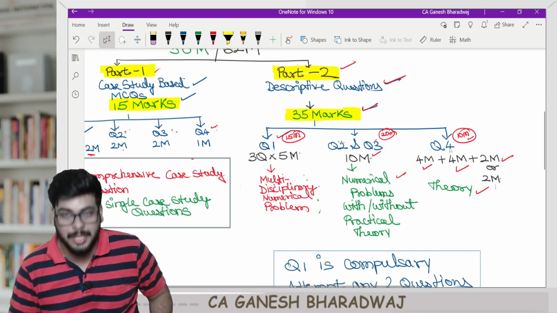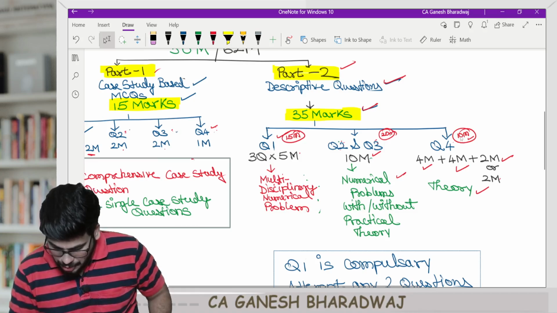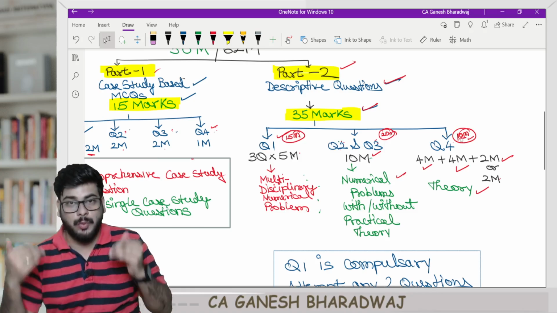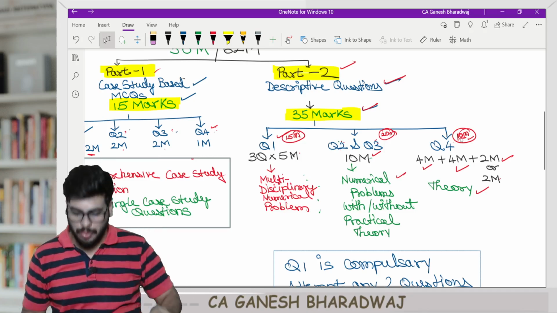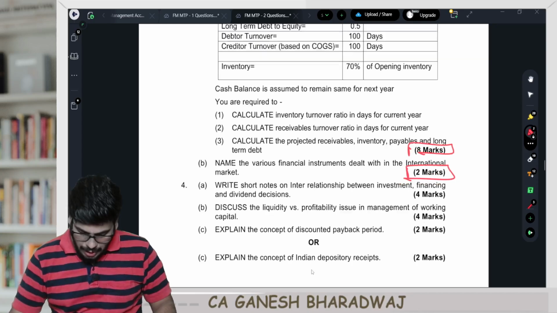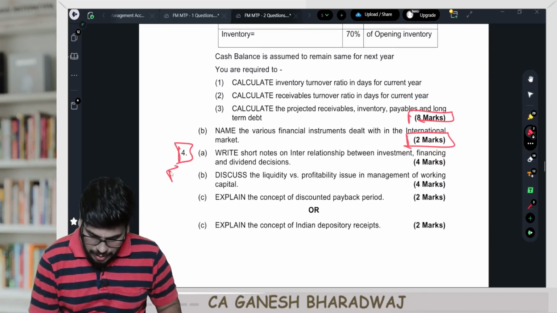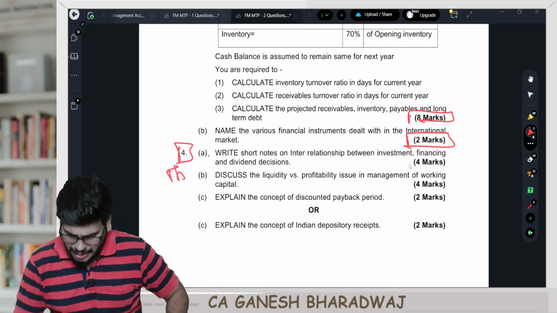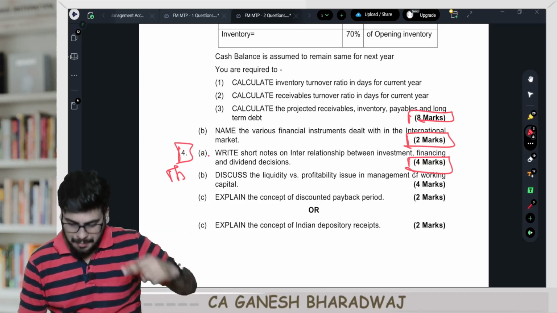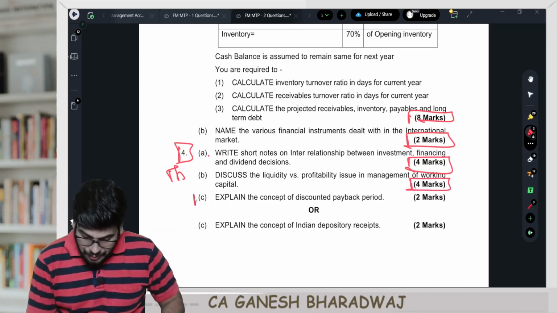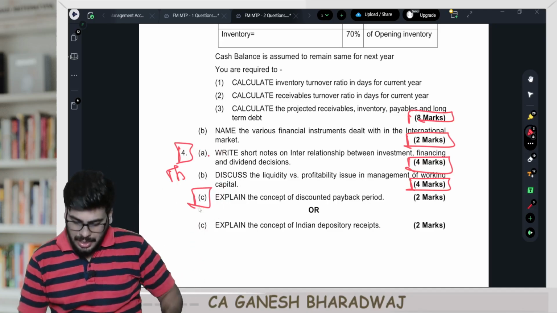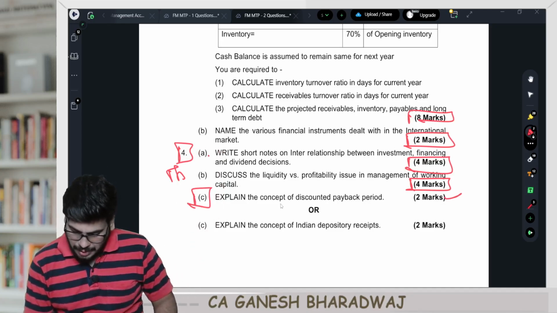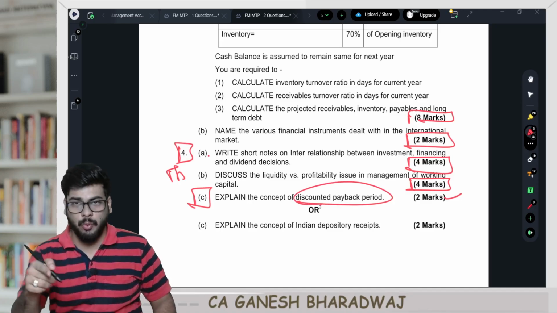So technically speaking, question number 4 gets printed not for 10 marks, it gets printed for 12 marks, but you have an internal choice, you can attempt only 10 marks. I will just show you what it is. So this is question number 4, the theory question. Here you have, write a short note on interrelationship. So they have just asked one 4-mark question. Then B is another 4 mark. Then if you see 4C, there is one 2-mark question. Explain the concept of discounted payback period.